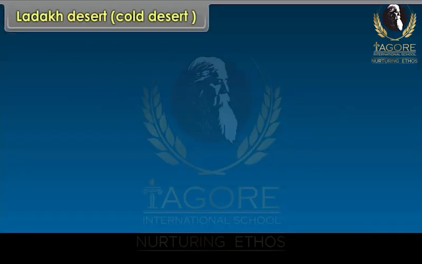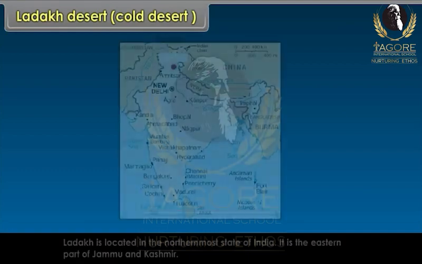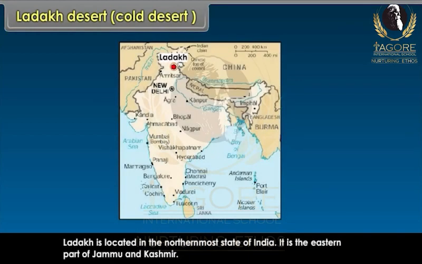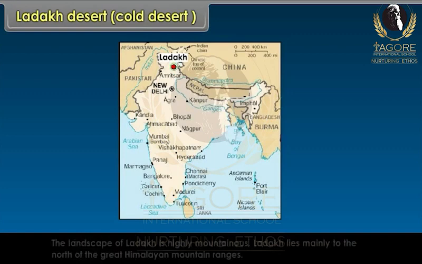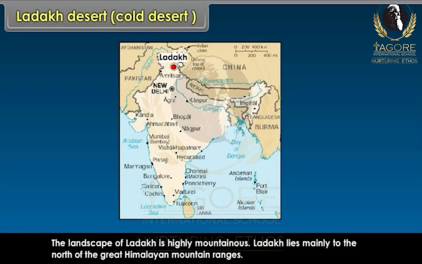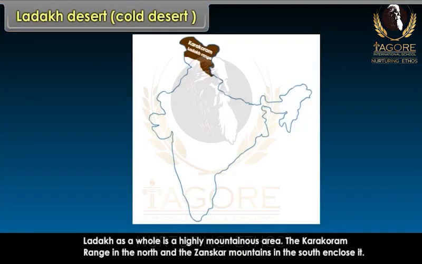Ladakh Desert, cold desert. Ladakh is located in the northernmost state of India. It is the eastern part of Jammu and Kashmir. The landscape of Ladakh is highly mountainous. Ladakh lies mainly to the north of the great Himalayan mountain ranges. Ladakh as a whole is a highly mountainous area.